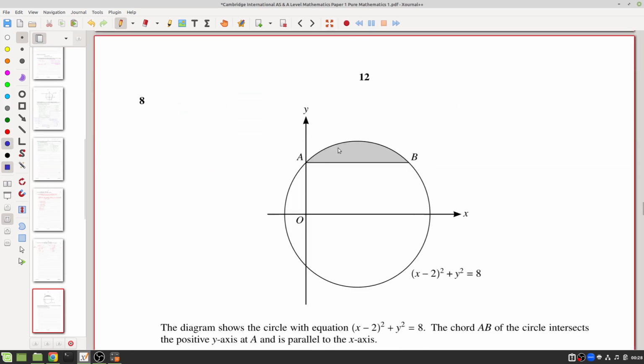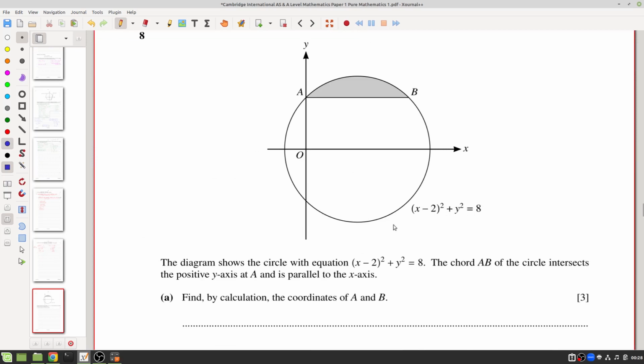Next up, we've got a circle here. They've given us an equation. Okay, the diagram shows a circle with this equation. Chord AB of the circle intersects the positive y-axis at A and is parallel to the x-axis. Okay, so it's parallel to the x-axis. Okay, good. So we know the y value doesn't change along here. Find by calculation the coordinates of A and B.